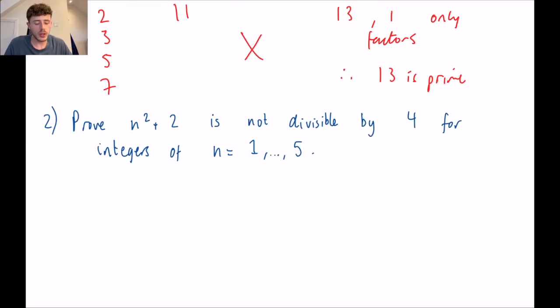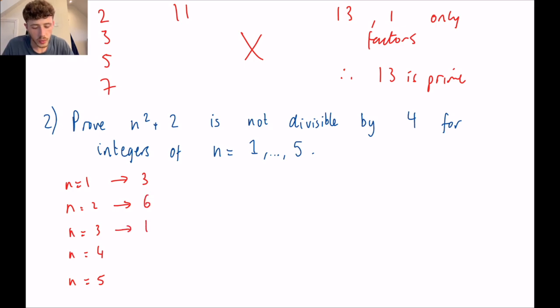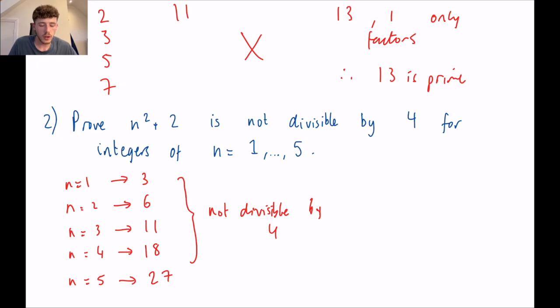Prove that n squared plus 2 is not divisible by 4 for integers of 1 to 5. So we can just write out 1 to 5 first and have a nice layout. So n squared plus 2 if n is 1 is going to be 3. n equals 2, n squared plus 2 is going to be 6. N equals 3, we're going to have 11. N equals 4, we're going to have 18. And n equals 5, we're going to have 27. And as you can see, none of these are divisible by 4.